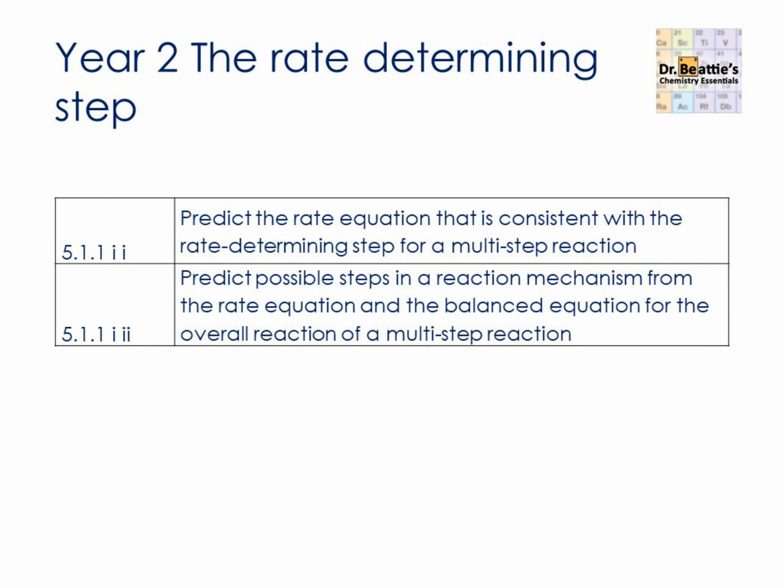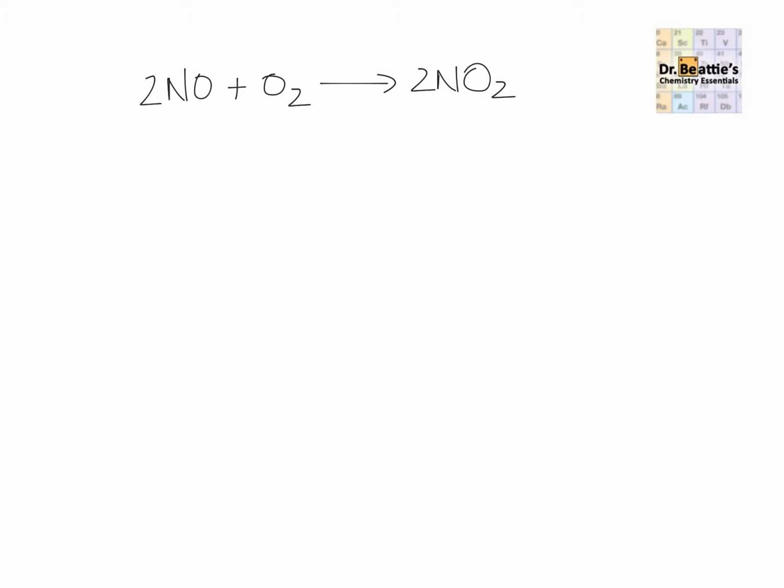In this video, we're going to be looking at the rate determining step and using that rate determining step to find out some information about the rate equation and vice versa. Okay, so let's take this typical reaction where we've got nitrogen monoxide, 2 moles of it reacting with oxygen to form 2 moles of nitrogen dioxide.